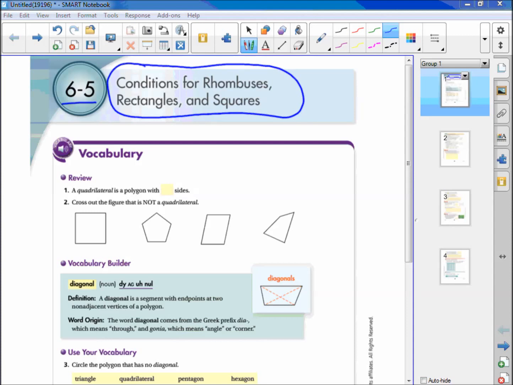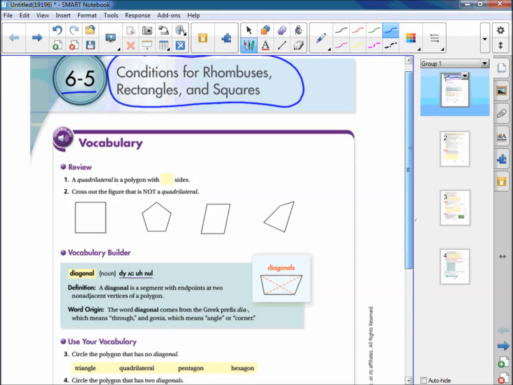Just like when we studied parallelograms, first we said, what are all the things that make a parallelogram? What happens? And then we went backwards and said, given these things, we have a parallelogram. Well, in section 6-4, we figured out what makes something be a rhombus, a rectangle, or a square. And in this section, we're going to go backwards. We have these things. That's what makes it become a rhombus, a rectangle, or a square.